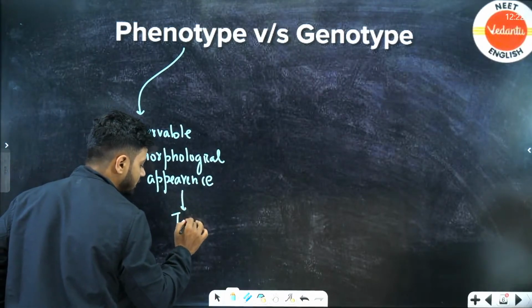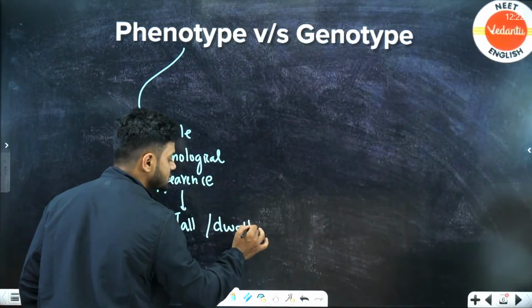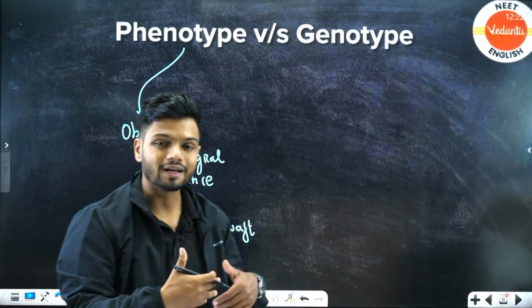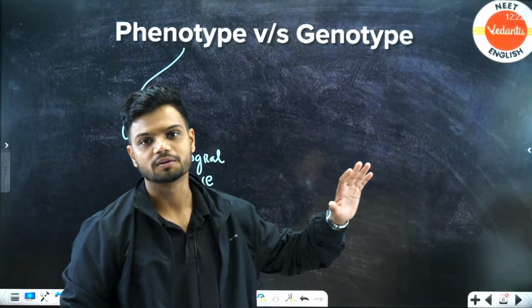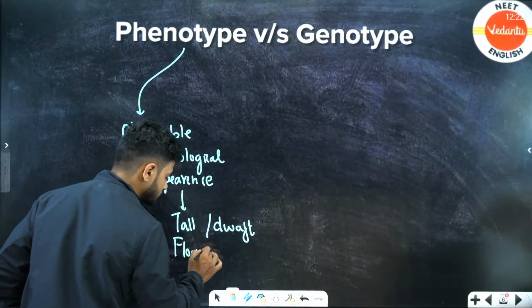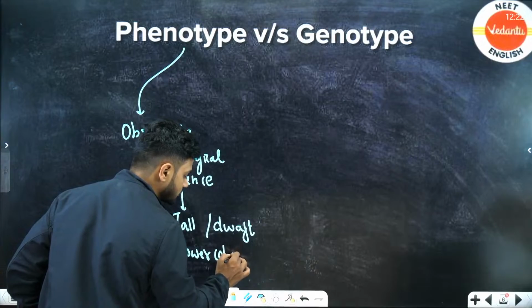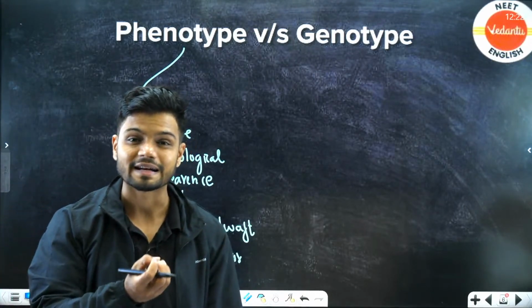For example, a tall plant, a dwarf plant, that is the observable feature. You can look at the plant and tell, yes, this is a short plant or this is a tall plant. Color of the flower, yes, flower color. If you look at the flower itself, you will be able to tell, yes, it is a red color flower.